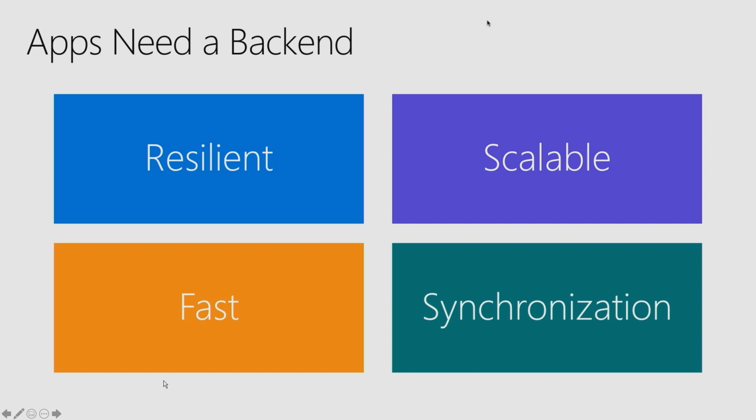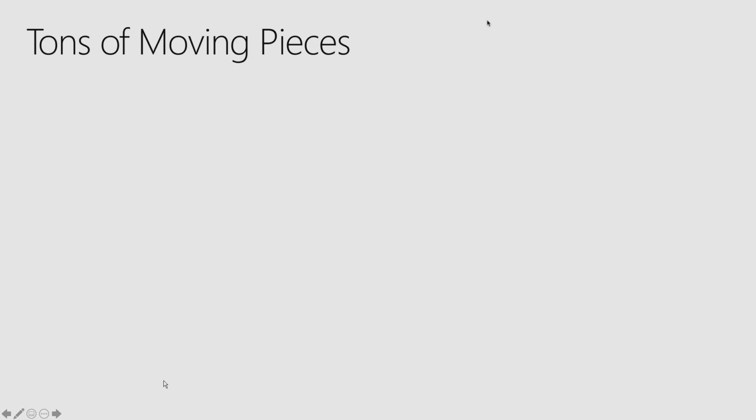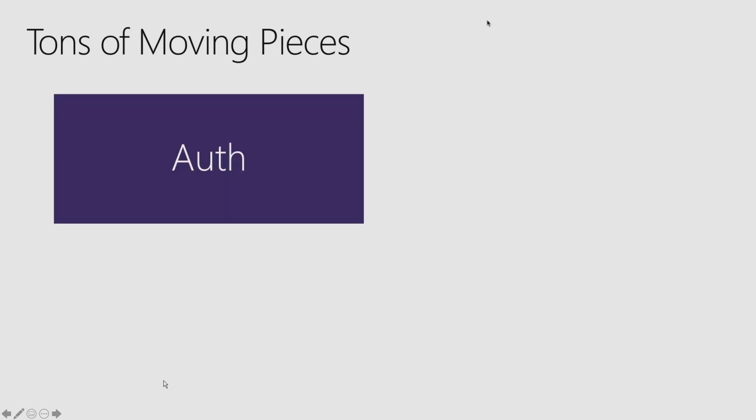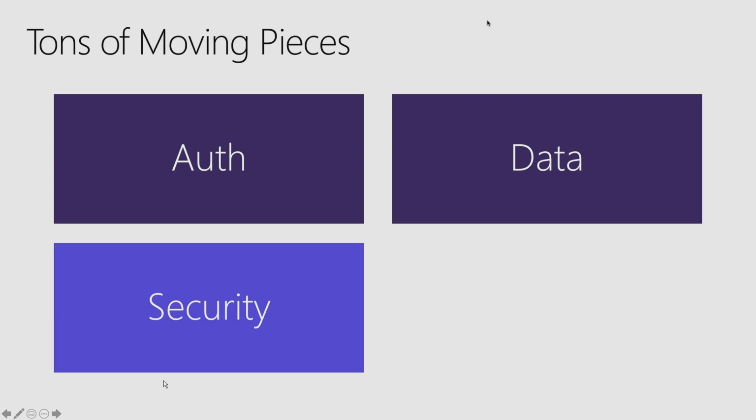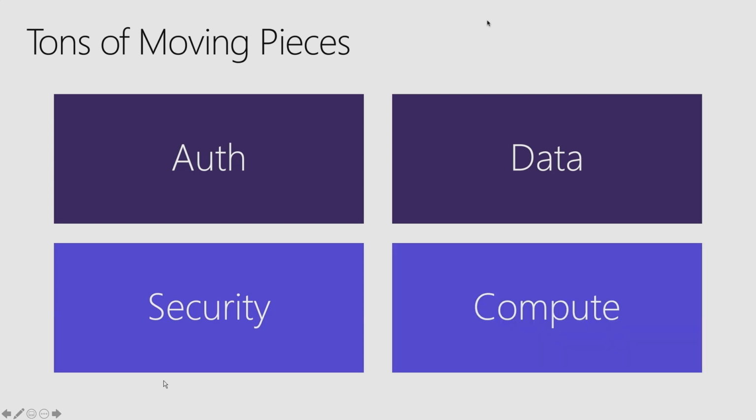So every app needs a back end. But there's a ton of moving pieces here. You have to consider authentication. How do you sign your users in? How do you sign them up? You have data. And now I'm not just talking database data, but also data for images and things like that. Security. Not necessarily your auth security, but locking down your resources to make sure there's nobody getting into the back end of it, into the data center portion of your security.